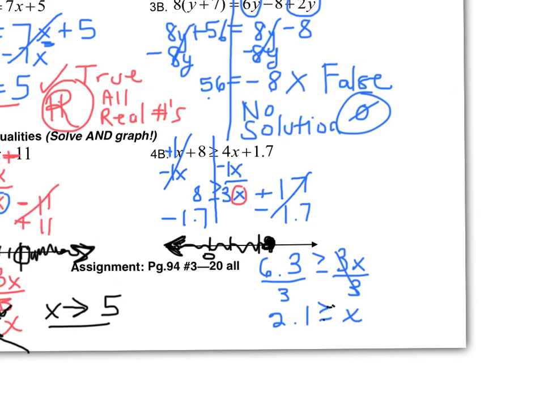If you prefer to flip-flop the x and the 2.1, so the x is first, you're welcome to do that, but then you also flip the direction of that sign. If you prefer to read it this way, same thing. X is less than or equal to 2.1, and so you shade to the left.